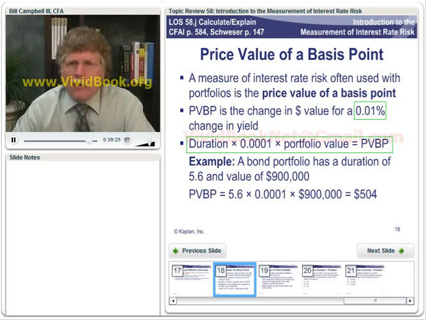So we have a bond portfolio that has a duration of 5.6 years, a value of $900,000. So we take 5.6 times 1 basis point times $900,000, $504. So if yields change by 1 basis point, if they go up by 1 basis point, we expect to lose $500 in the value of our portfolio. If they go down 1 basis point, we expect to gain $500 in the value of our portfolio.